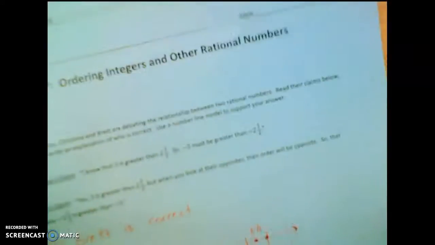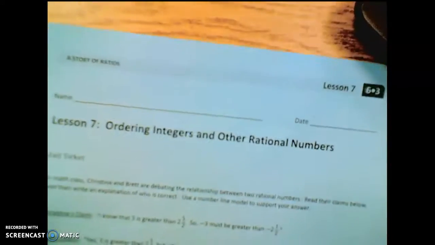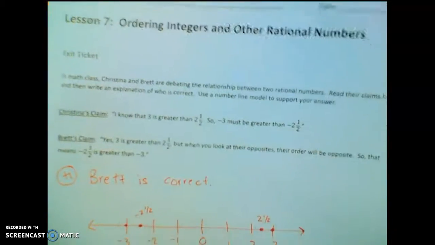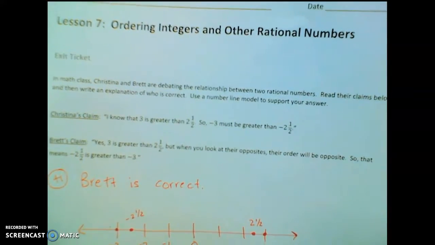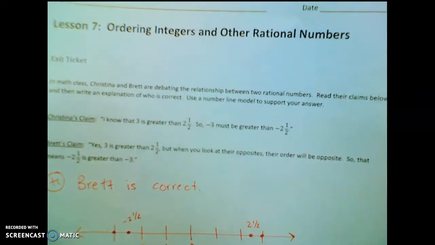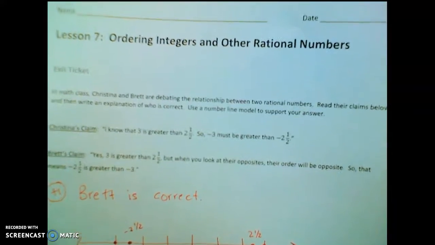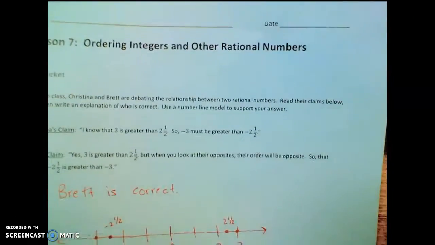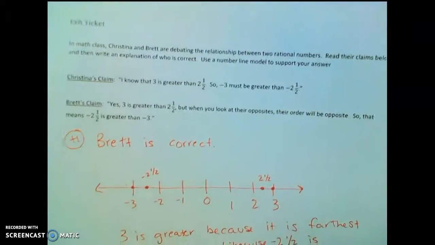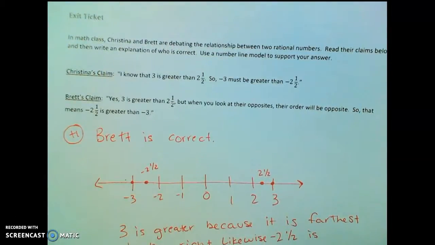Okay, we are grading lesson 7, exit ticket and problem set today. So on the exit ticket, you had to read their claims and write an explanation of who is correct. And it said use a number line to support your answer. So on this one, Brett would be correct, so +1 if you put that.